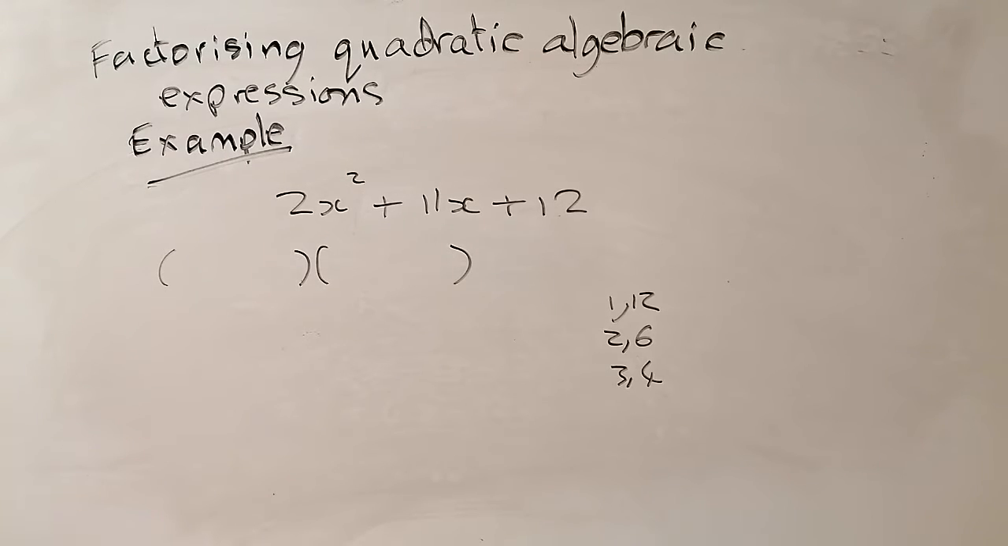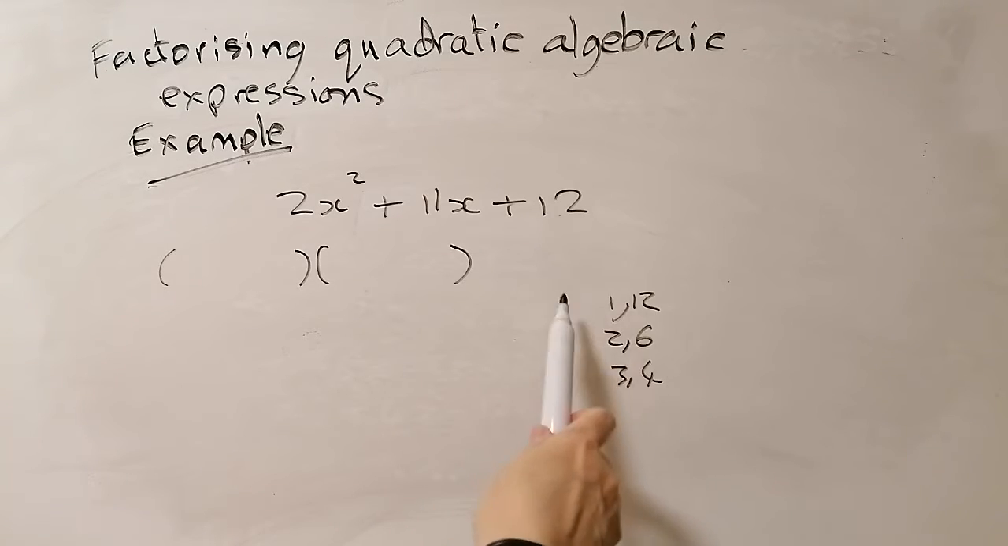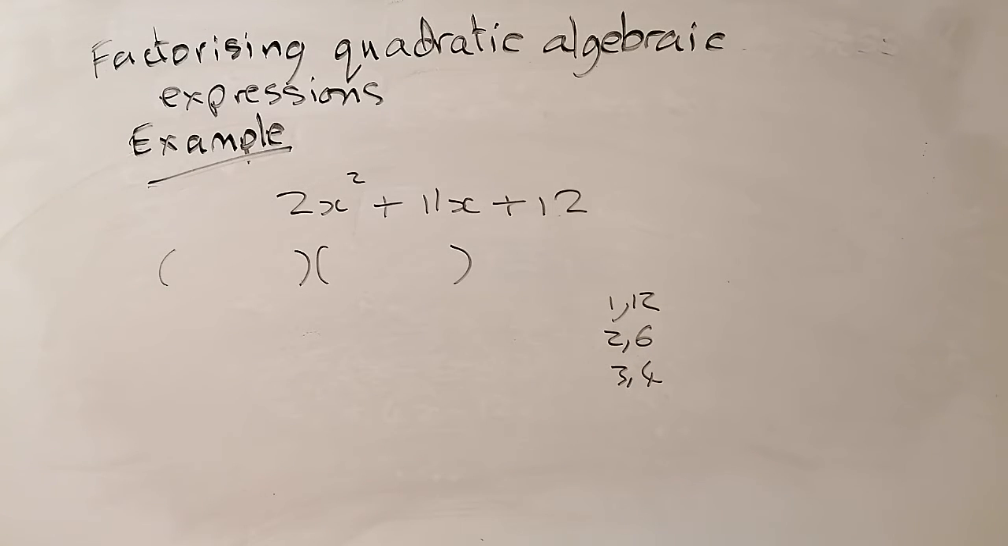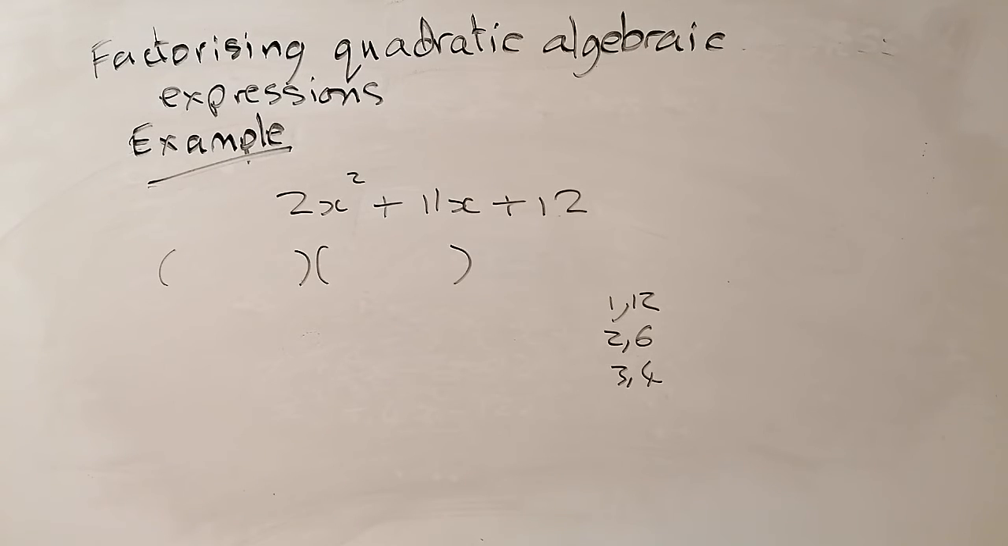Now the difference here is because this is a 2, our method changes very slightly in that instead of the pair of numbers we finally choose adding up to 11, we're going to take that pair of numbers and double one of them. So let's say our pair of numbers is 12 and 1. Then we have to double one of these numbers and then add them together to see if that makes 11. And this will become clear when we go through expanding the bracket to check we've got it right.